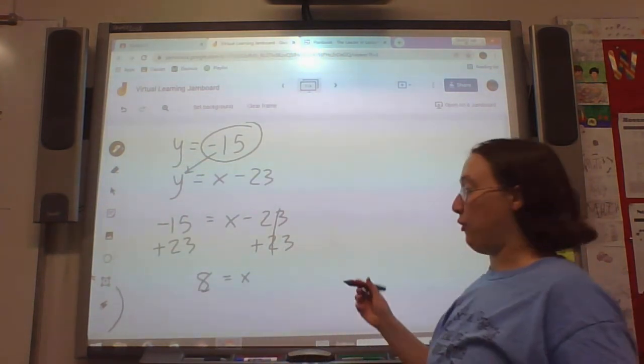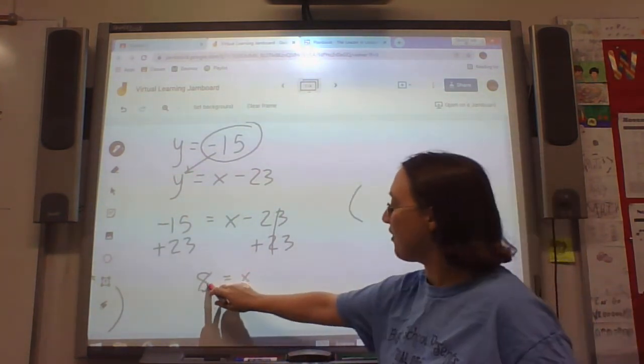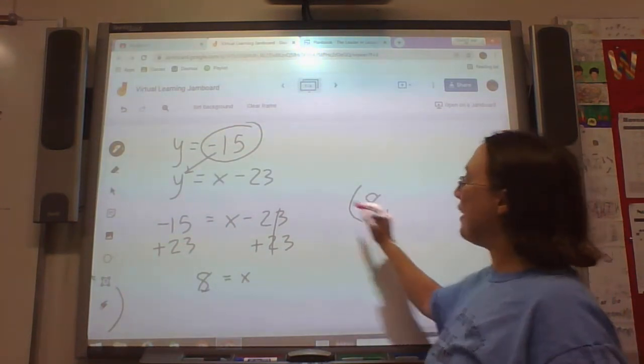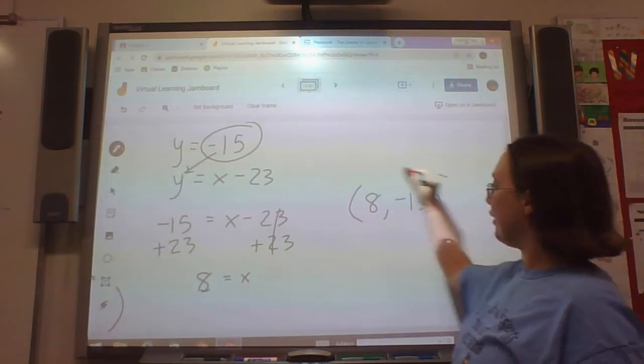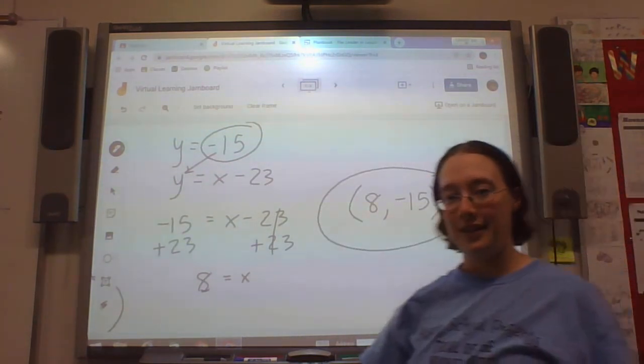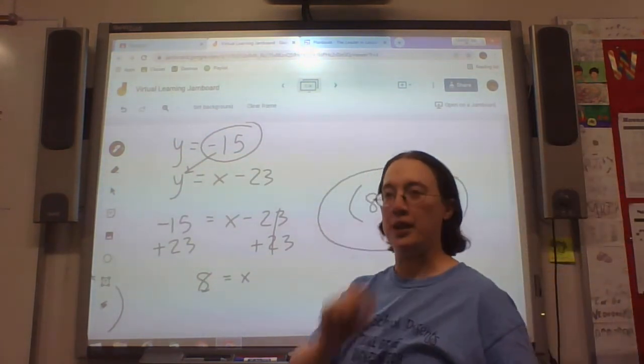And again, we already had this y. So we got 8 for x. We got negative 15 for y. And there we go. Now we're going to make it a little bit trickier, but not too bad today.